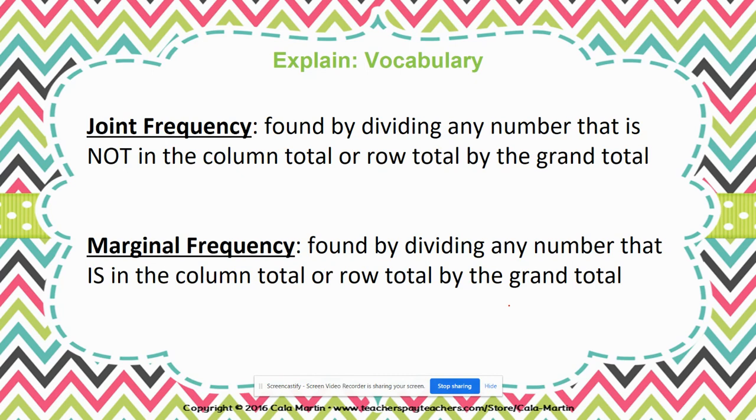All right, joint frequency and marginal frequency. Those are terms that we're going to explain more in depth tomorrow. But joint frequency is found by dividing any number that's not in the column total or the row total by the grand total. And marginal frequency is found by dividing any number that is in the column total or row total by the grand total. And it's okay if that doesn't make a lot of sense to you today. It will after tomorrow.